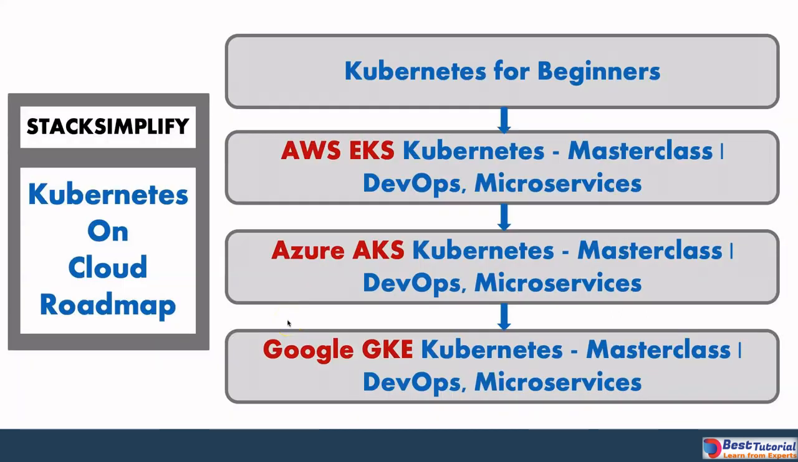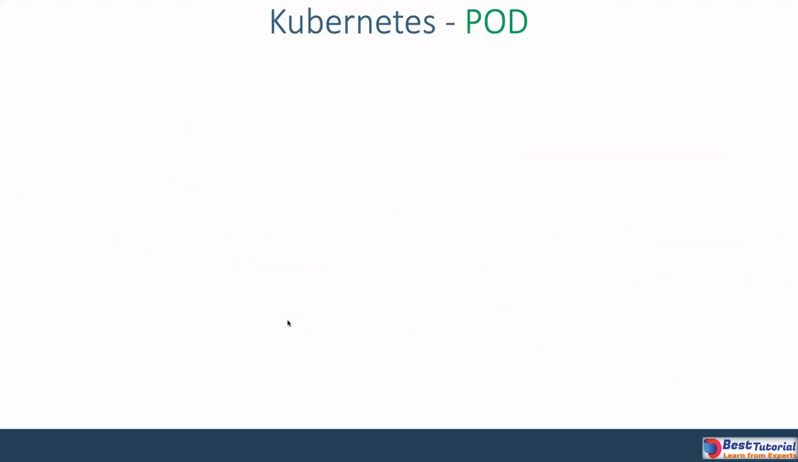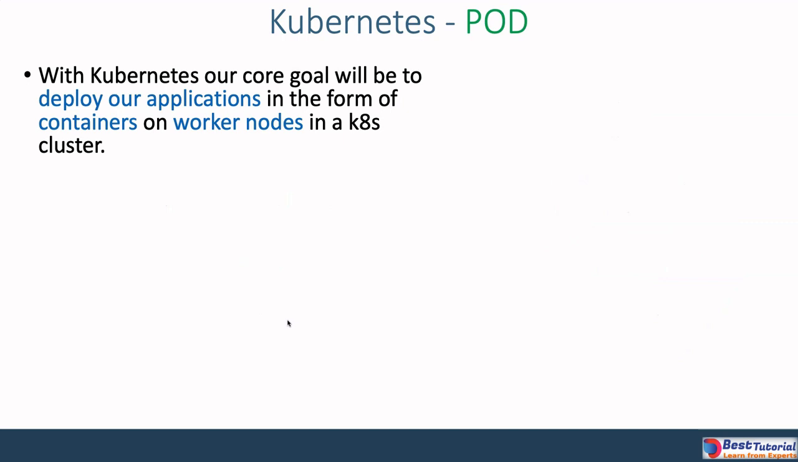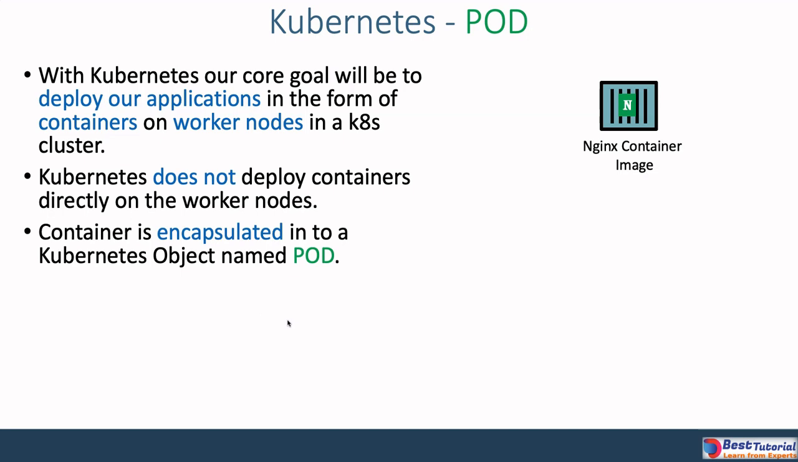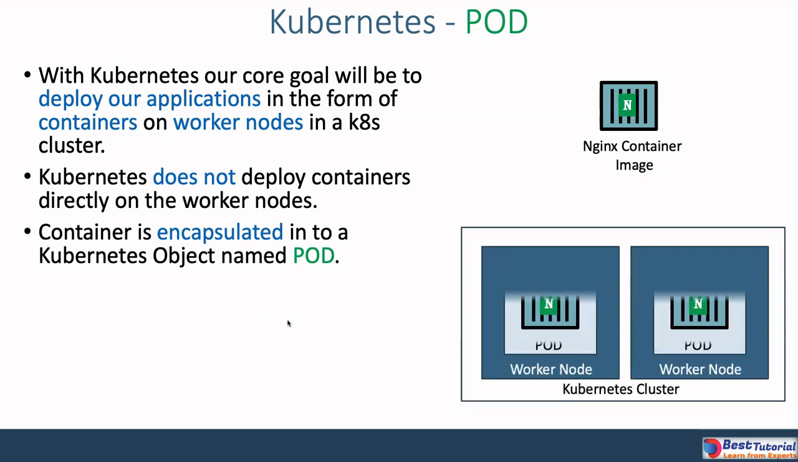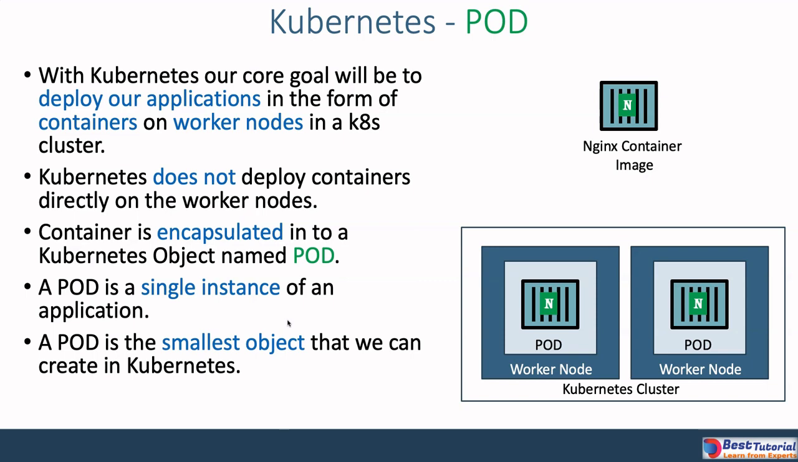Welcome back. In this lecture, we are going to understand the core Kubernetes concept named pod. With Kubernetes, our core goal is to deploy our applications, which are in the form of containers, on the Kubernetes worker nodes in a Kubernetes cluster. Kubernetes does not deploy these containers directly on the worker nodes. The container is encapsulated into a Kubernetes object named pod. A pod is a single instance of an application, and it is the smallest object that we can create in Kubernetes.